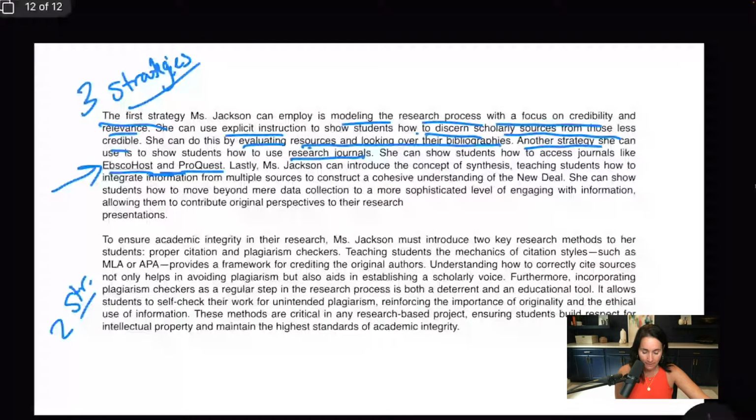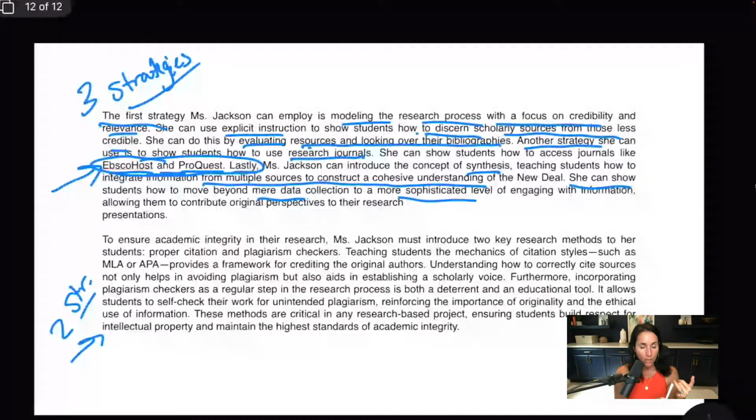Okay. Lastly, here's the 3rd one. Ms. Jackson can introduce the concept of synthesis, teaching students how to integrate information from multiple sources to construct a cohesive understanding. Okay, those are my 3 things: modeling, finding academic journals online, and how to synthesize all of this information we get here. And then I get a little more specific. She can show students how to move beyond data collection to a more sophisticated level. You don't even need this. I'm just putting in the fluff there. Really, we could be done with the synthesis sentence.